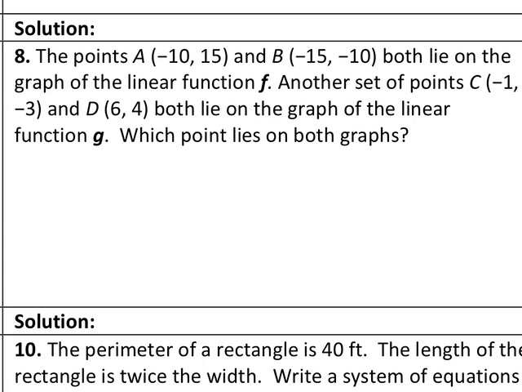Alright, the points -10, 15 and -15, -10 both lie on the graph of a linear function f. Another set of points at -1, -3 and 6, 4 both lie on the graph of a linear function g. Which point lies on both graphs? Alright, anytime you see the word both, or when are they the same or something like that, then you know you're going to set two things equal to each other.